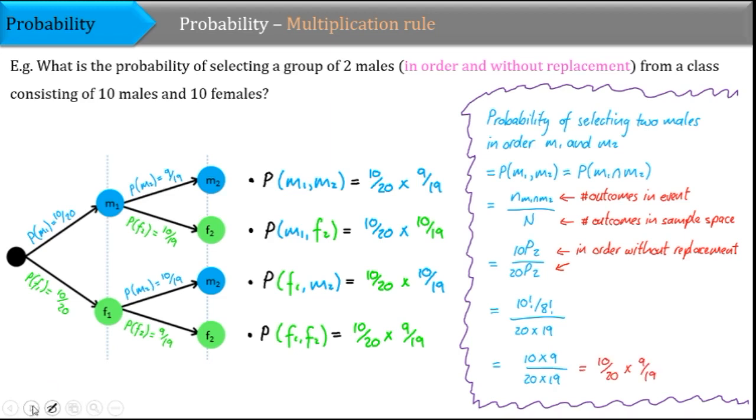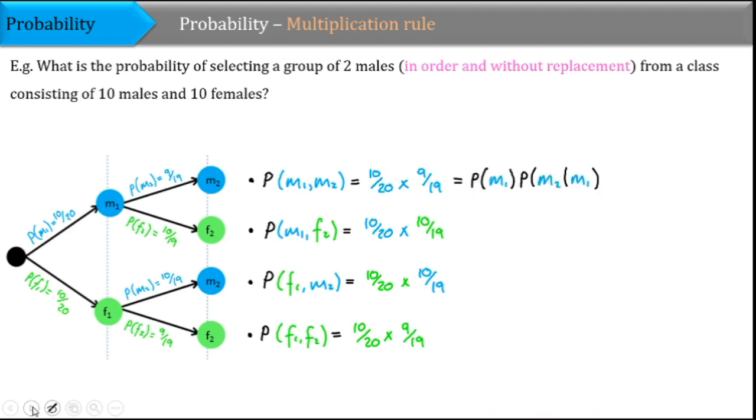So what do you notice? We end up with 10 over 20 times 9 over 19, which is exactly what we have over here from the multiplication rule for probability. Okay, so this in order and without replacement should have reminded you of a permutation. And we can see that the result that we get using the multiplication rule is exactly the same as what we would have gotten for permutations.